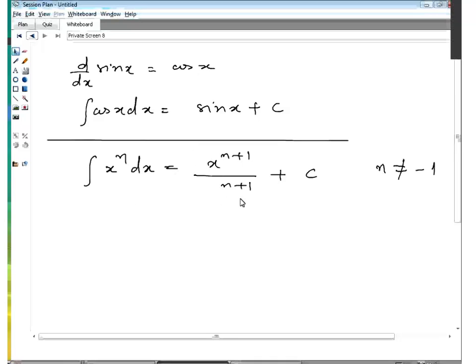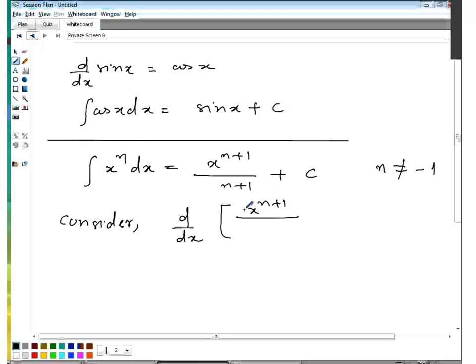Proof is very simple. Differentiate the right side. That's it. Consider RHS. Consider the derivative of RHS. And you will have no problem in getting x to the power n. Just do it. If you have any problem, let me know. You can raise your hand if you have any problem.